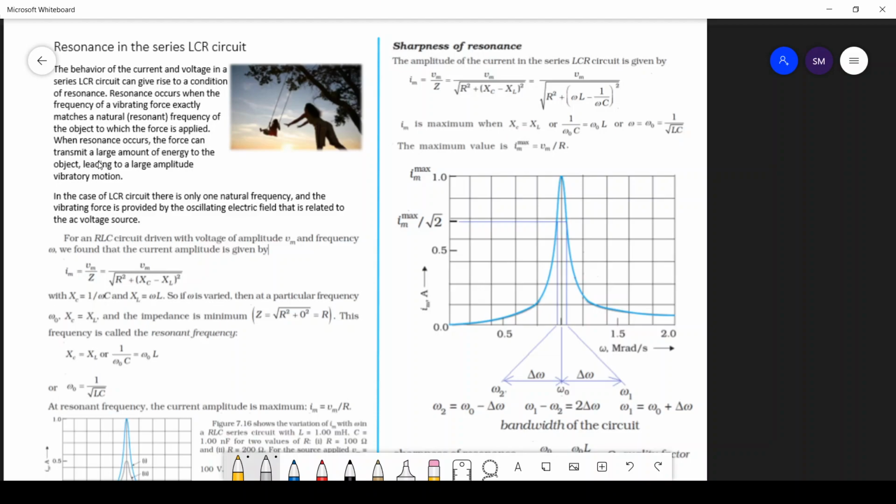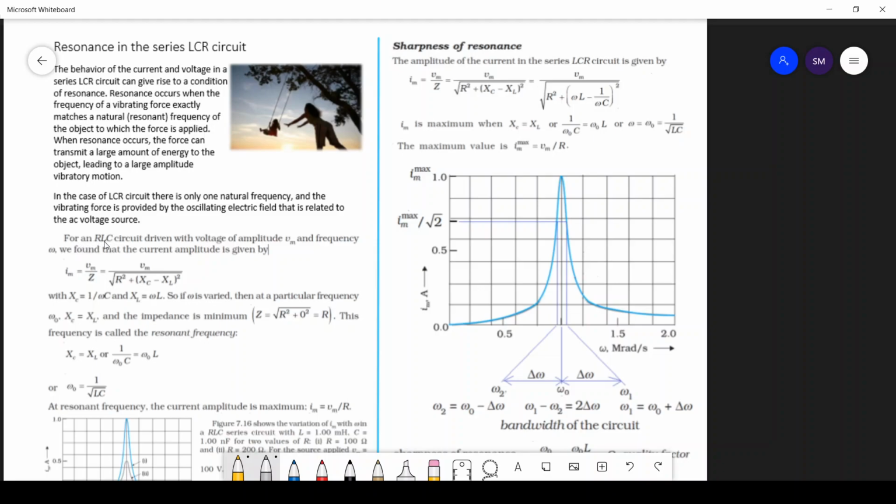The force can transmit a large amount of energy to the object, leading to a large amplitude vibratory motion. So here, as I told you, it is the behavior of the current and voltage in the LCR series which gives rise to the condition of resonance. In case of LCR circuit, there is only one natural frequency, and the vibrating force is provided by the oscillating electric field that is related to the AC voltage source.